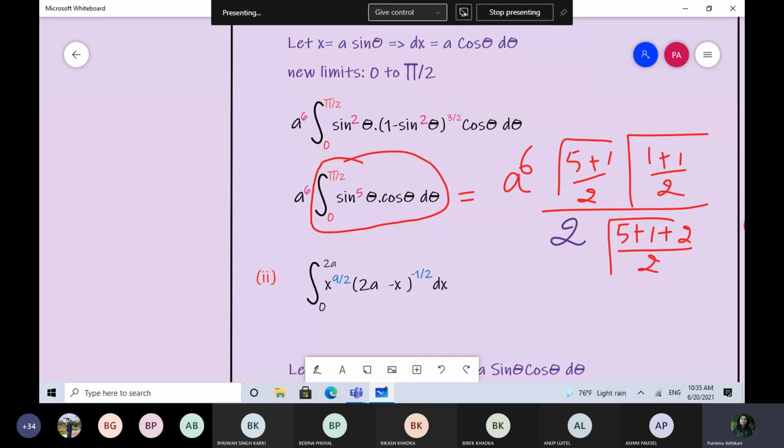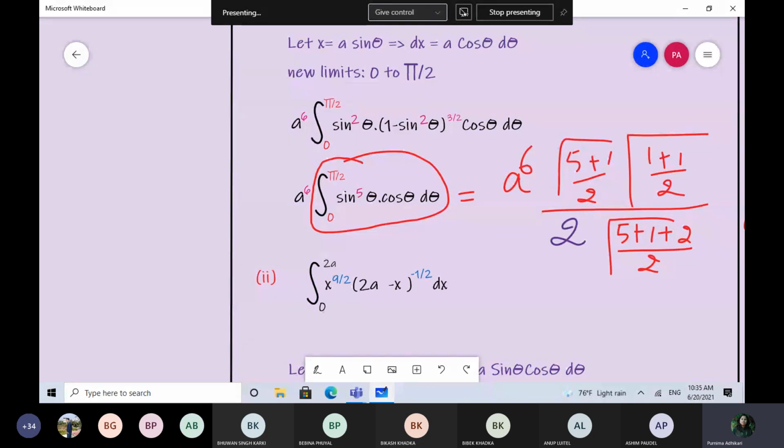Now how are you going to attempt this? What will be your substitution? The main thing is you should think about substitution. So what will be a substitution here? Come on. x is equal to 2a sin squared theta. Very good.